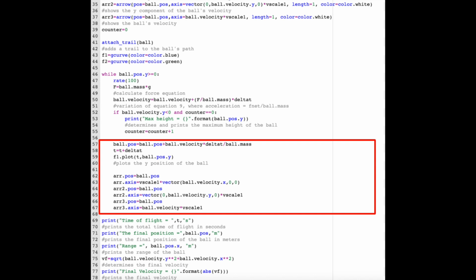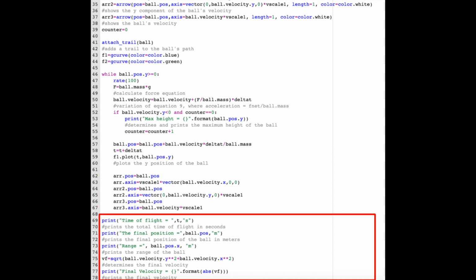This first set of lines sets up the ball's position and makes it so the ball's position in the y direction is put on the graph. The lines following it set up the three arrows' positions as the ball's position, making it so they are attached to the ball. This final set of lines prints information about the projectile.